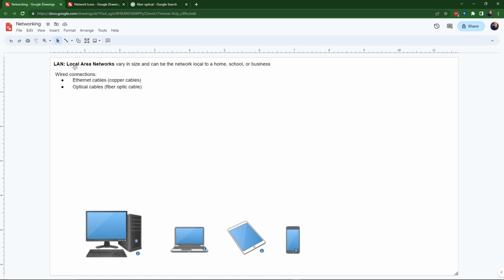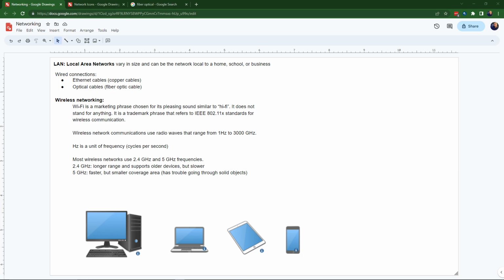Anyway, we're going to get to those. But those are our wired connections. Now, wireless networking. Let's talk a little bit about that. Wireless networking deals with something we call Wi-Fi. Now, a very interesting thing about Wi-Fi.